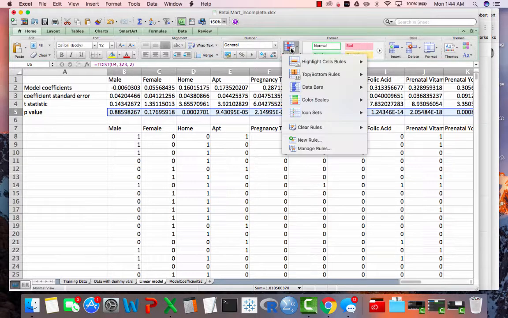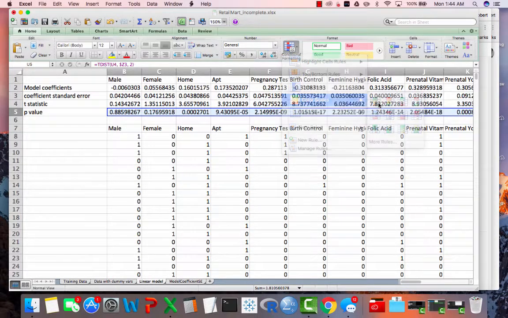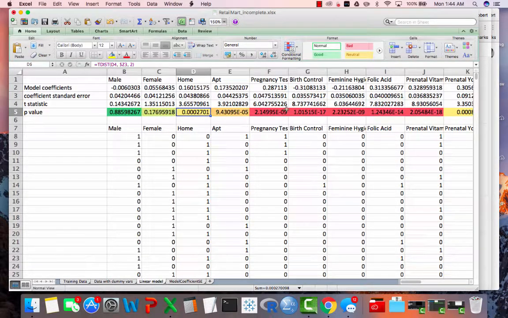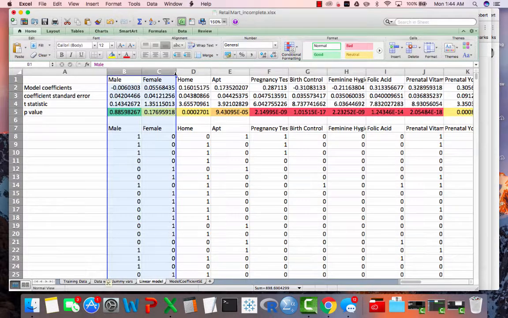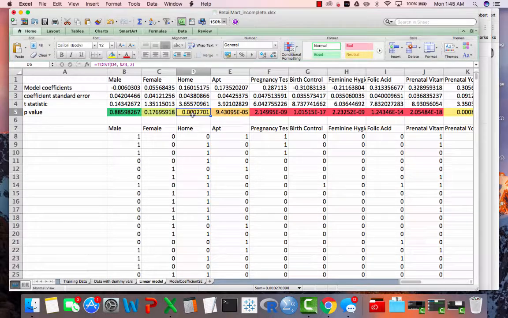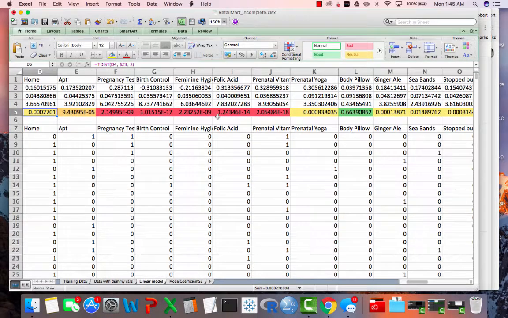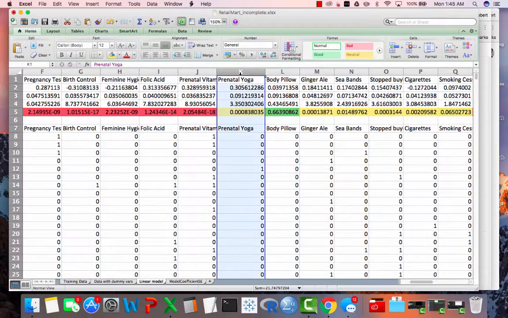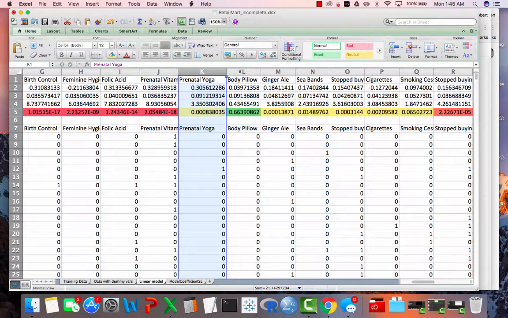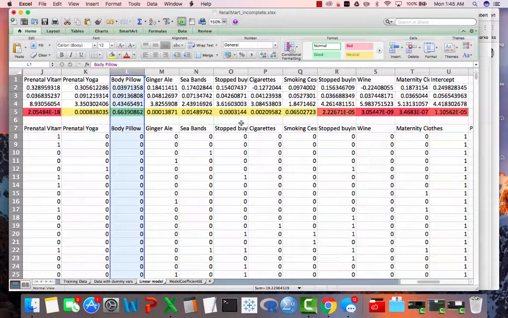And I'll throw on some conditional formatting. And you can see that the really, really low numbers here in red, these are ones that are highly predictive of whether or not someone's going to be pregnant. The green ones, not so much. This yellow one is predictive, right? Because that's below 0.05. So any of these, we're just talking with the below 0.05 threshold, right? We would interpret these as being significant. The body pillow is not significant.